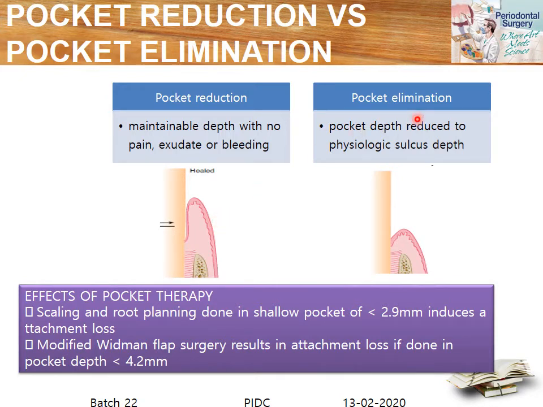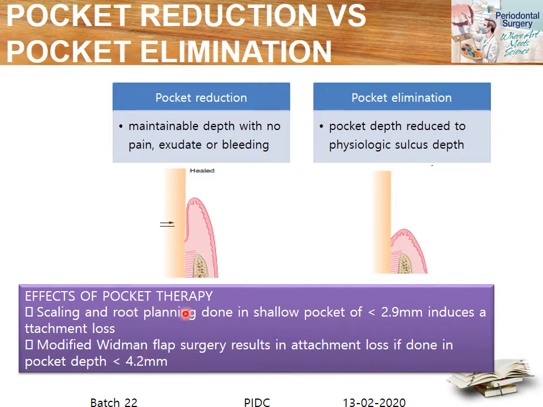Whereas pocket elimination is a procedure wherein the pocket depth is reduced to the previous physiological sulcus depth at the expense of tooth exposure. So if there is a 7 mm pocket, this is exposed to around 2 to 3 mm. The procedures are carried on wherein you get a physiological sulcus depth of 2 to 3 mm, and the tooth is being exposed in this condition. This helps in maintaining the pocket at the same level, whereas the other condition is a little unstable.